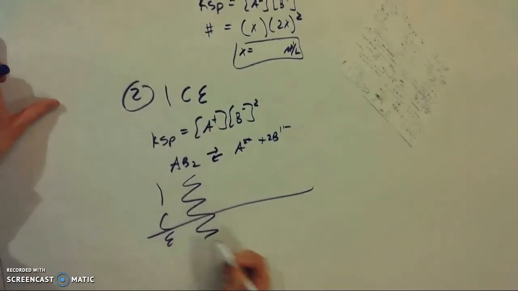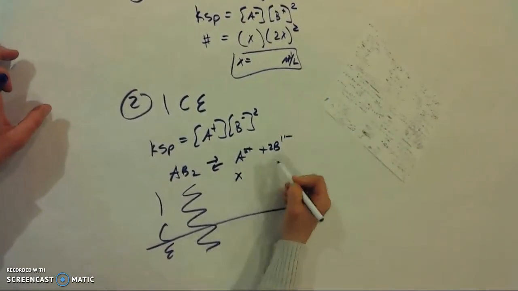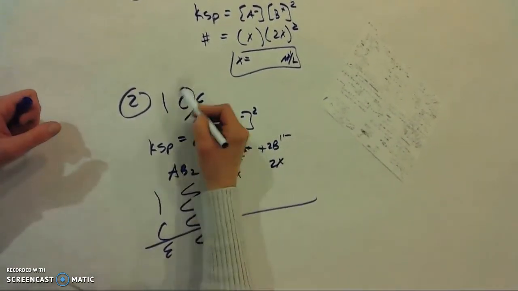Here we don't have to worry about the solid because we never deal with that in K equations. And a lot of times you might say that this is x and this is 2x. And then in an ICE table you're going to be dealing with some sort of change.